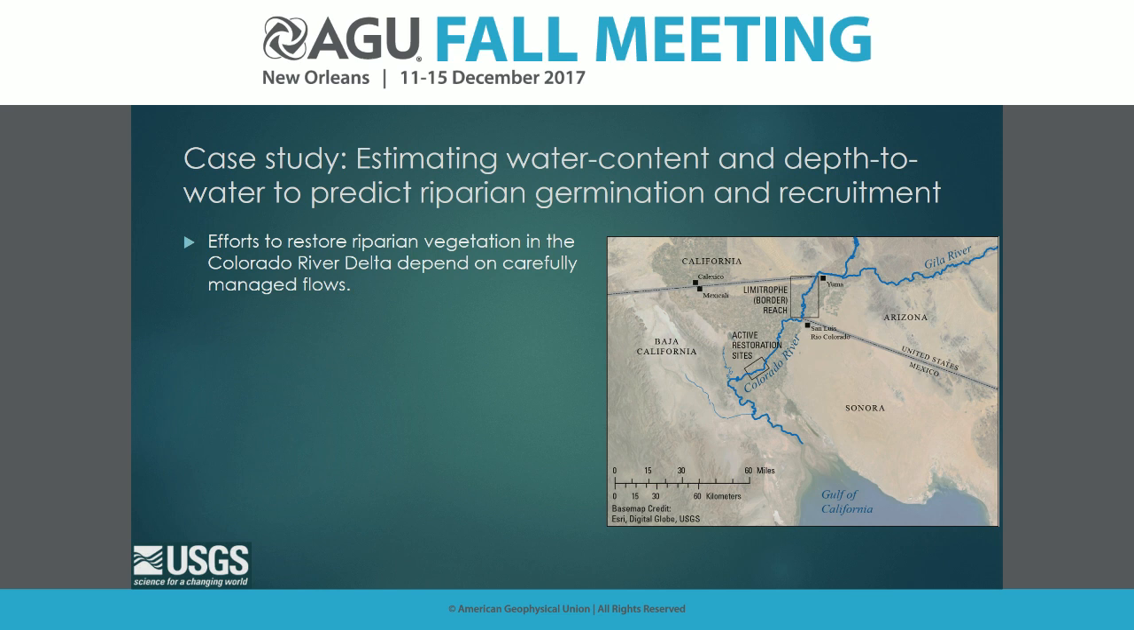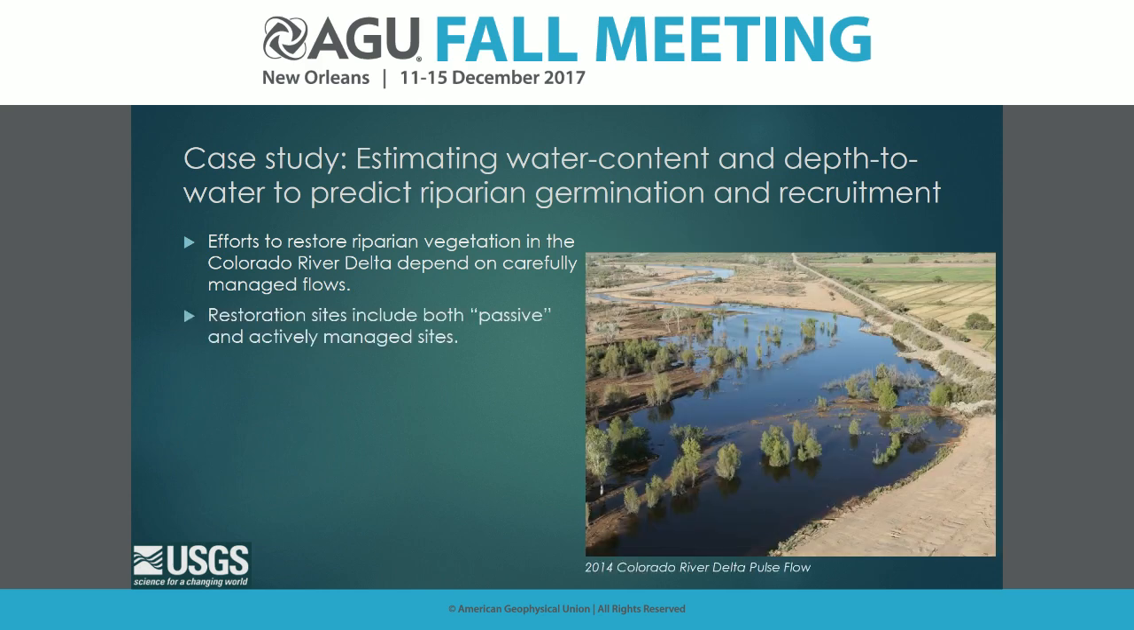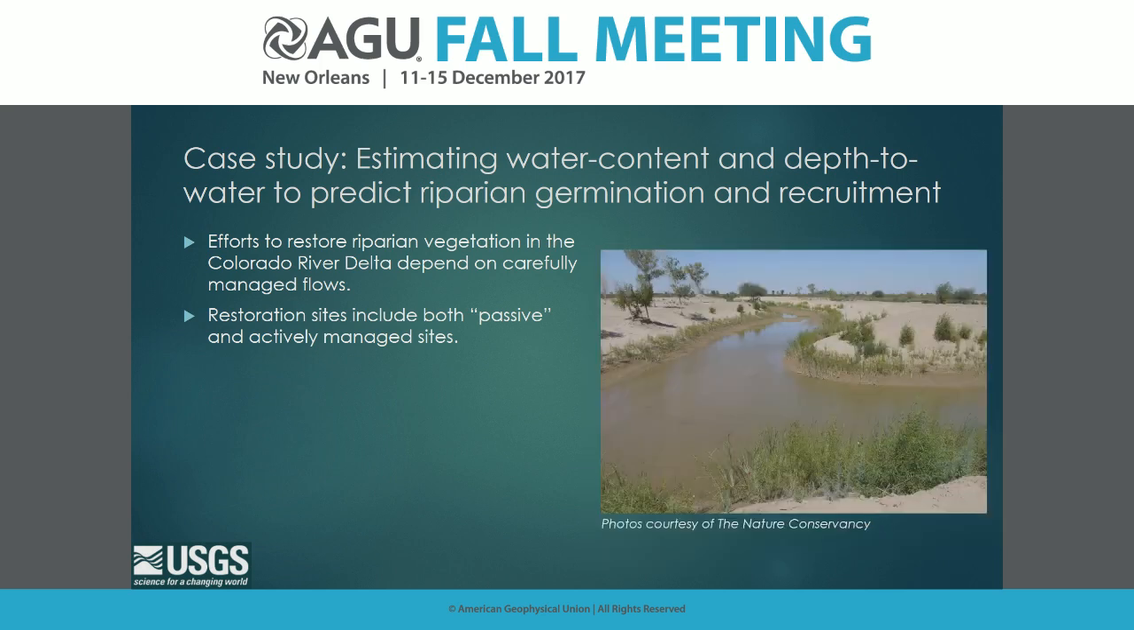I'm going to be demonstrating this method with a case study from the Colorado River Delta in the southwestern U.S. There's been a great deal of effort here in the recent years to reestablish riparian vegetation. Because of upstream dams, essentially the whole delta has no flowing surface water except in a very few locations. Restoration efforts include both these passive sites like you see here and actively managed sites where there's been vegetation clearing and trenching, etc.